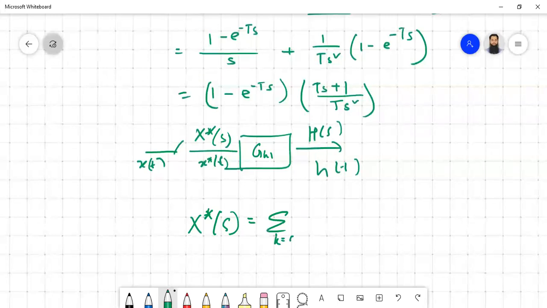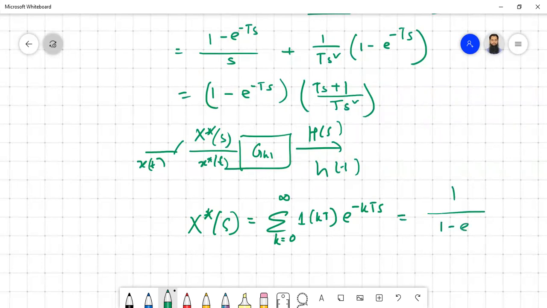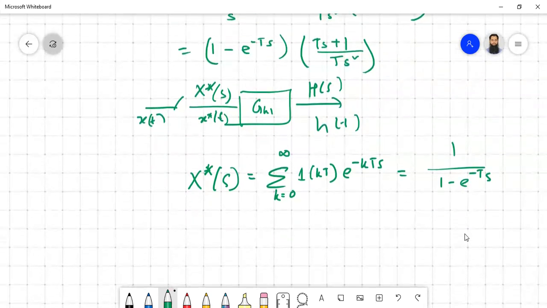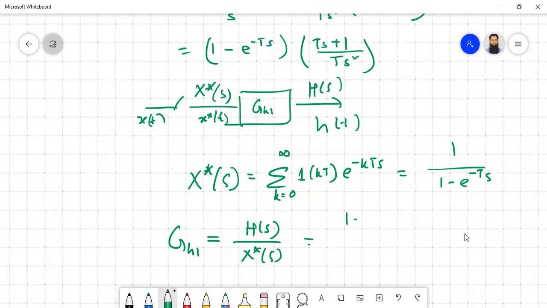It is basically the sum from k equal to 0 to infinity of x(kT) e to the power minus kTs. Eventually, it is nothing but 1 by (1 minus e to the power minus Ts). From chapter 2, we know that. Now, since we have both of them, Gh1, the transfer function of the first order hold, is output by input: (1 minus e to the power minus Ts) times (Ts plus 1) divided by Ts square, divided by 1 by (1 minus e to the power minus Ts).